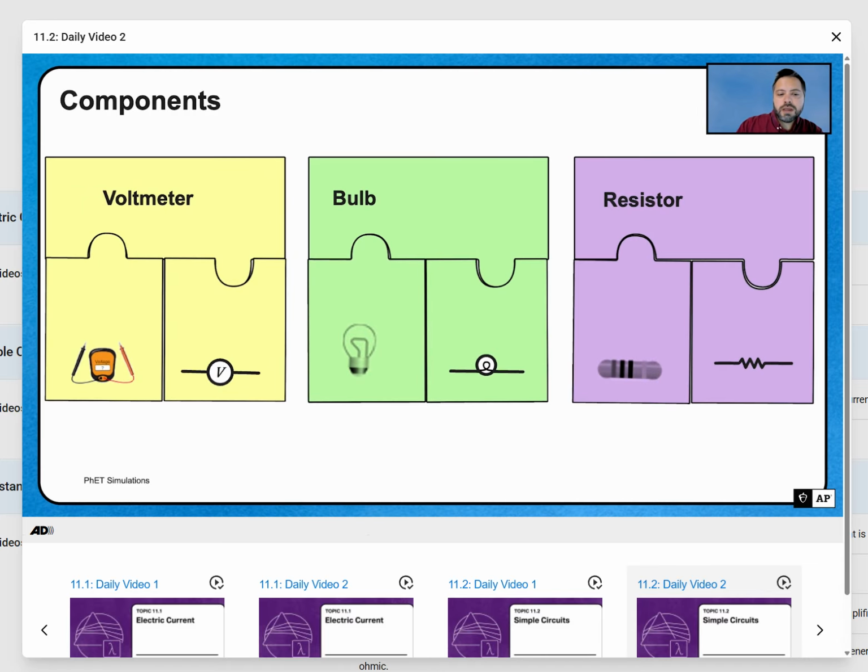So the resistor, again, is a zigzag. The voltmeter is going to be a circle with a capital V, and the bulb will be a circle with a filament. I do want to go back to the resistor, though.